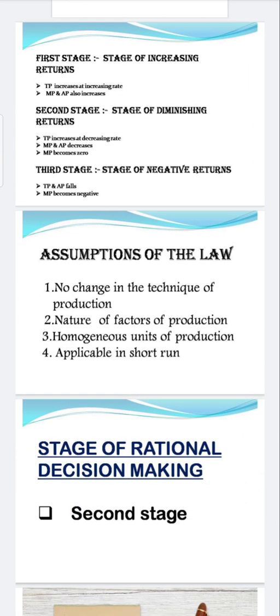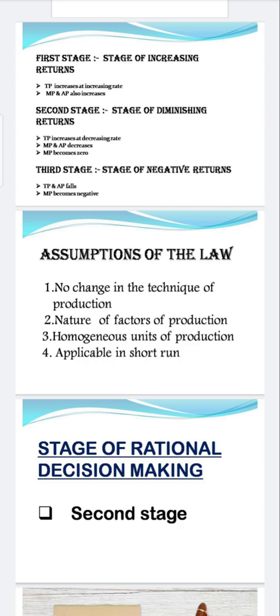Now we come to the assumptions of this law. First is no change in the technique of production. This law assumes that there's no change in the technique of production, because whenever there's any change or improvement in the technique of production, more output can be produced with the same resources as were being used before.